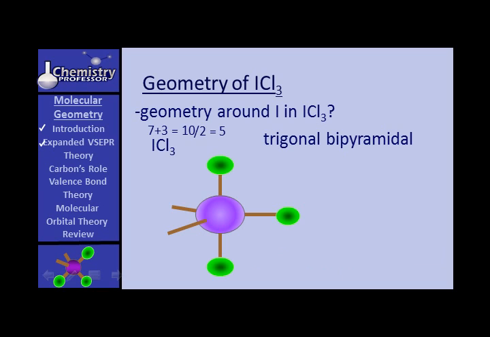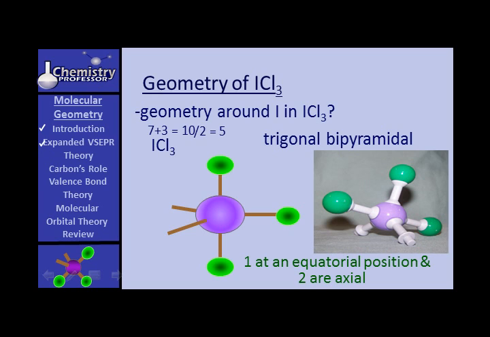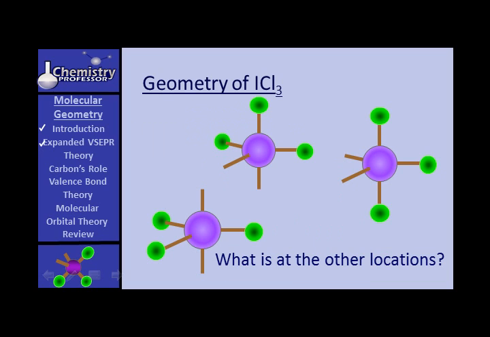Here is the third one. Now notice we have one chlorine at an equatorial position and two of the chlorines are at axial positions. And lone pair electrons are at the other two spots. And our model looks something like this. Okay. The question is, you know what's at the other locations. Those are all lone pair electrons. But which structure is preferred? Or are they all there? Well, let's look at the one that's preferred first.